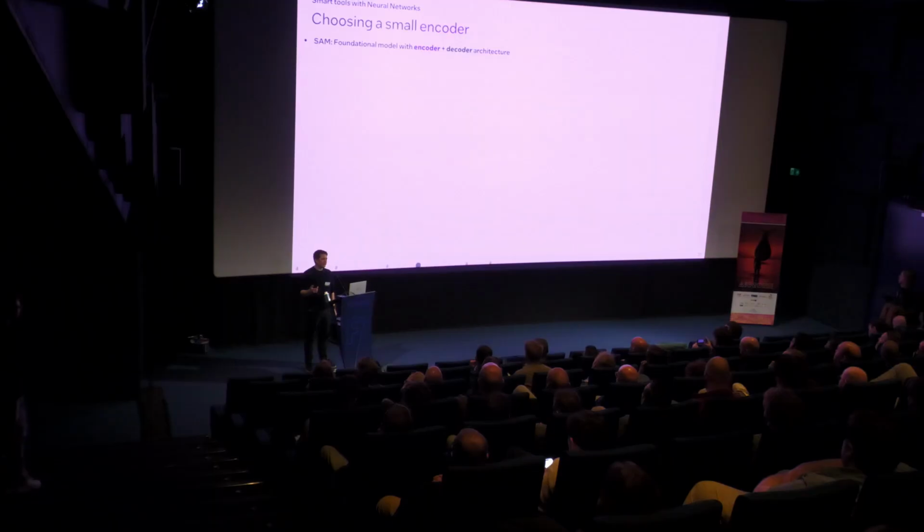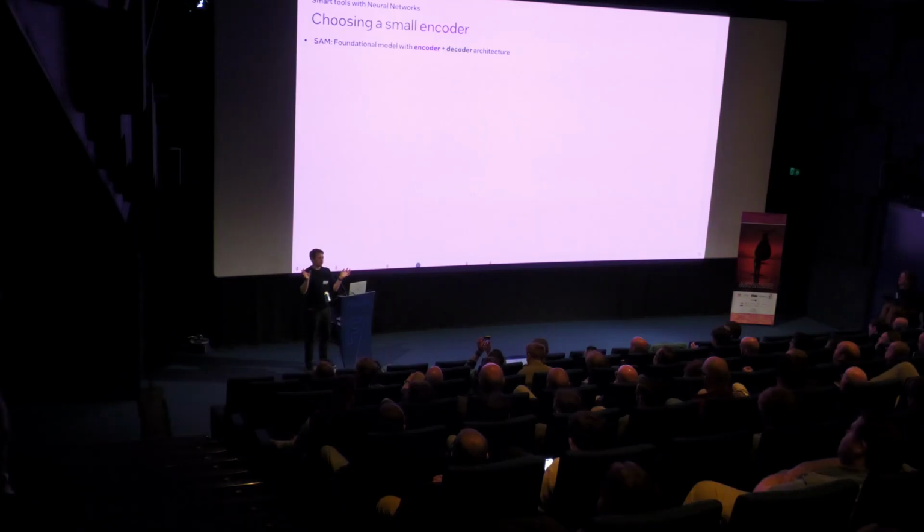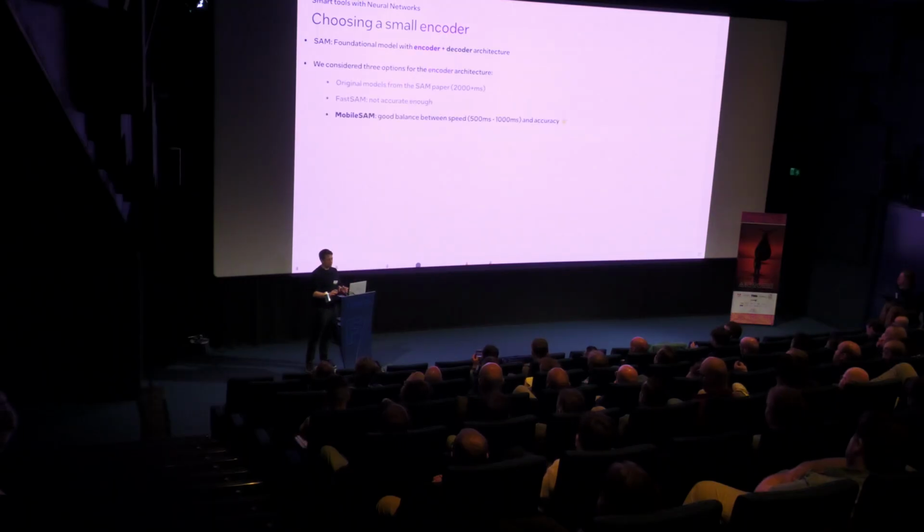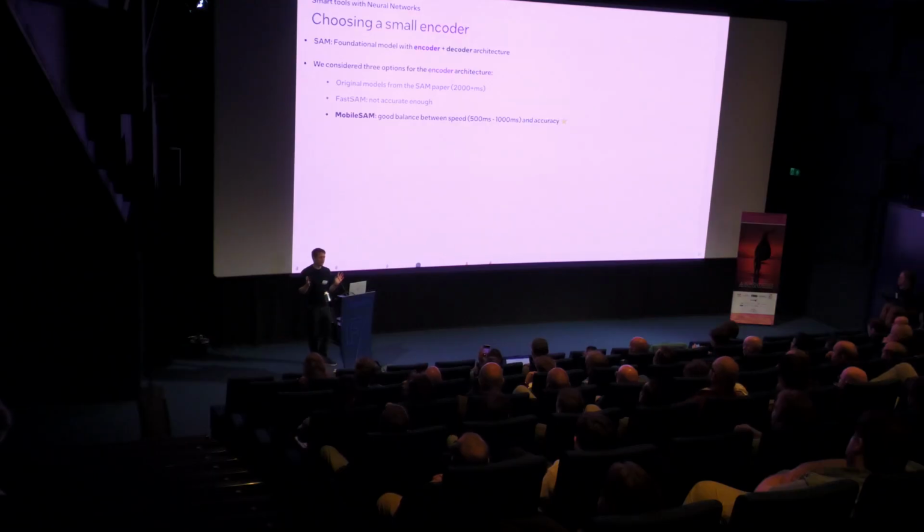Next step would be that we need to choose an encoder. If you remember, SAM has an encoder and a decoder architecture, and the quality of your data depends on the encoder, but also how long it takes. When we started out with this, we had sort of three choices. We could use the original models that came from Meta, but they were quite big and slow to run in a browser. It would take maybe 2 seconds to 30 seconds. It was accurate, but yeah, it didn't work that great.